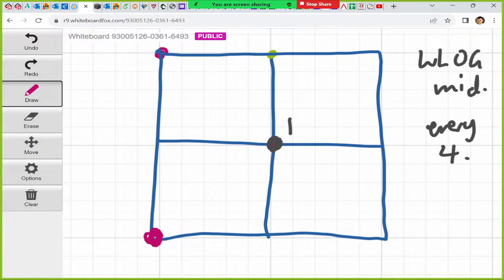Oh wait, no, because everything has to come back to the middle within 3 moves. So if you leave the middle, it's back to the middle very quickly. 4 moves. Yeah, 4 moves. That's why it's every multiple of 4.